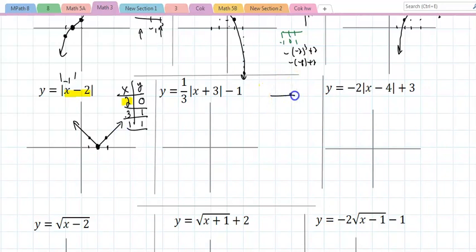How about this problem? X and Y, well, let's see. Where does the inside equal 0? At negative 3. A point above negative 3 is negative 2. A point below negative 3 is negative 4. A negative 3 in there will make that a 0 times 1/3, that's 0 minus 1. Very good. Negative 3, negative 1.